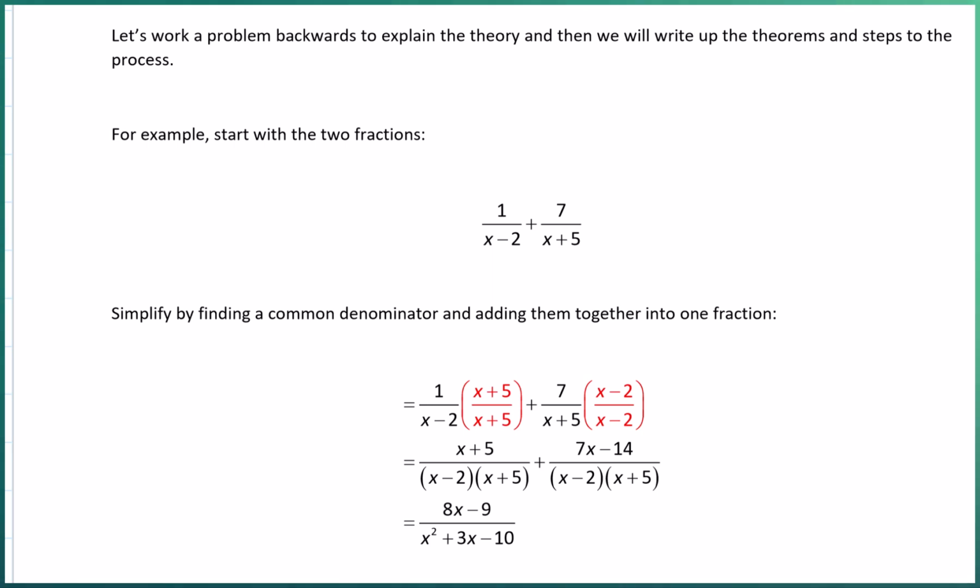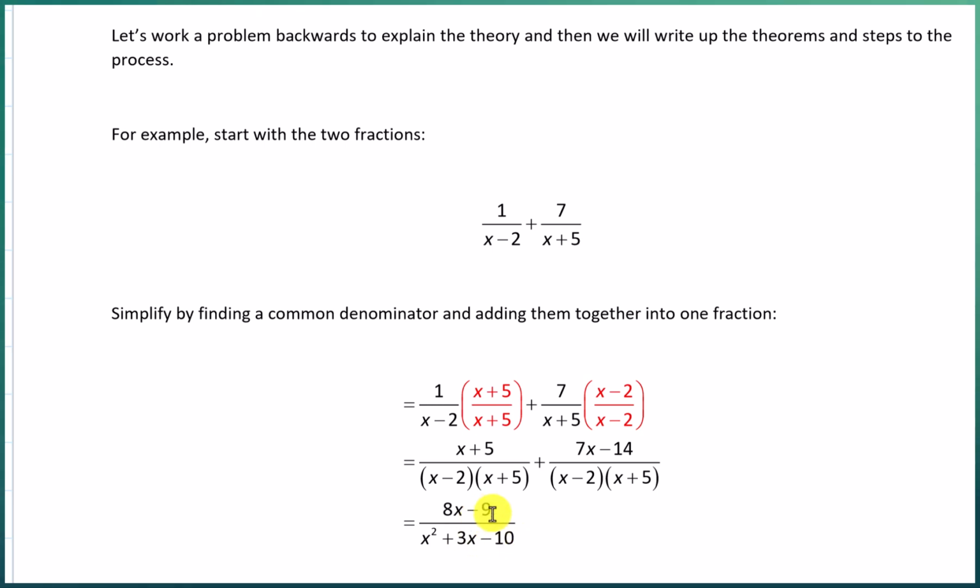If we started off with just two simple fractions, 1 over x minus 2 plus 7 over x plus 5, each has a denominator that is a linear factor, and we wanted to combine that into one fraction, we would use some basic algebra and find a common denominator. Because these are two unique linear factors, the common denominator is just the product of the two. I already did that work here in the typed up form, and we just expand and add, and we end up with 8x minus 9 over x squared plus 3x minus 10.